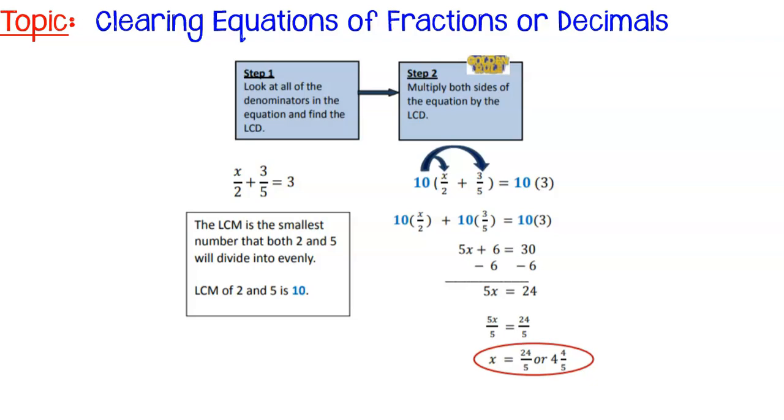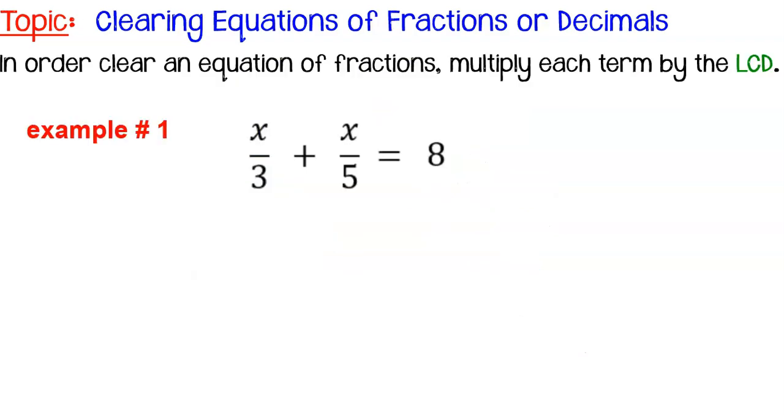Once you're done looking at this example, you can unpause the video. Alright, let's get started. In order to clear a fraction from an equation, you need to multiply every single term by the least common denominator, or LCD. And in order to do that, you have to look at all of the denominators. All of the denominators. Even the invisible ones.